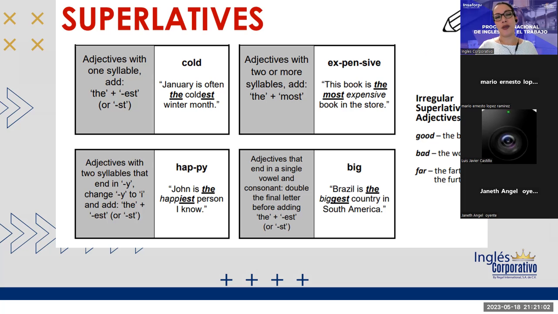Adjectives with one syllable add the plus est, or st. For example, cold. January is often the coldest winter month.